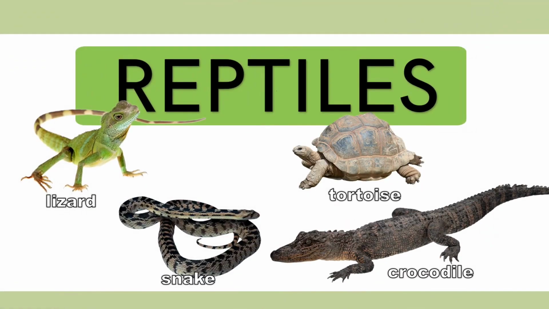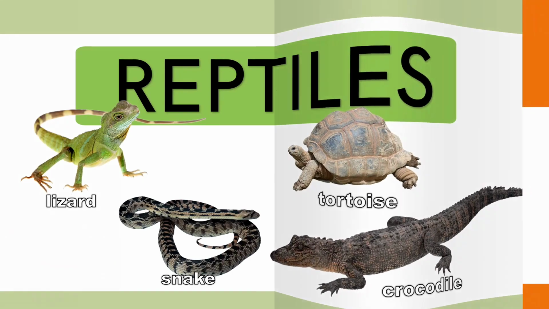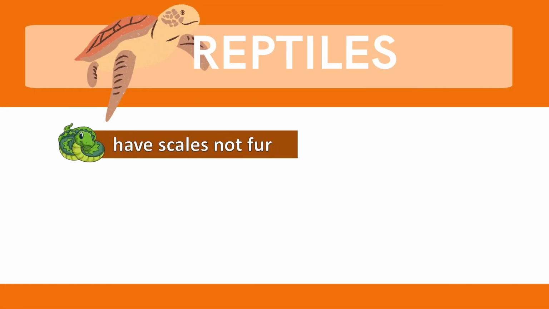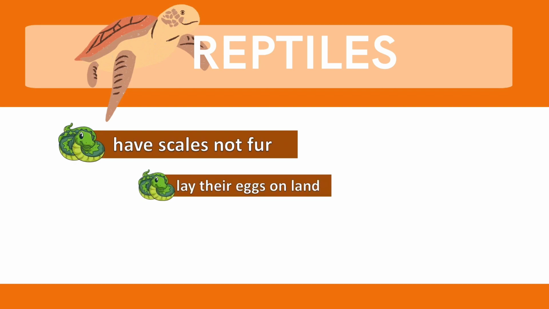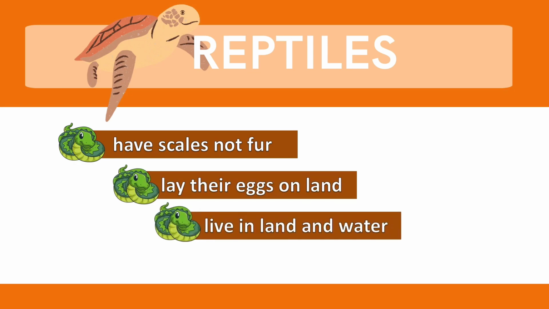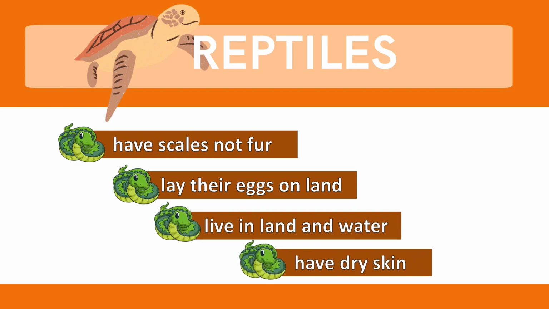These are the examples of reptiles. We have lizard, snake, tortoise, and crocodile. Now, class, let us read the characteristics of reptiles. Reptiles have scales, not fur. Reptiles lay their eggs on land. Reptiles live in land and water. Reptiles have dry skin.